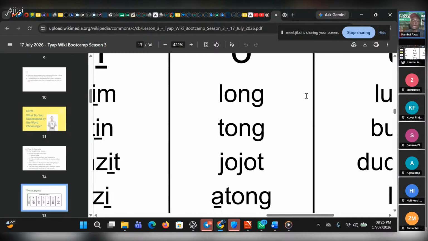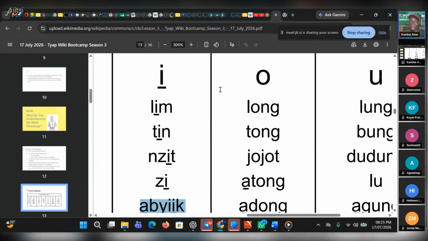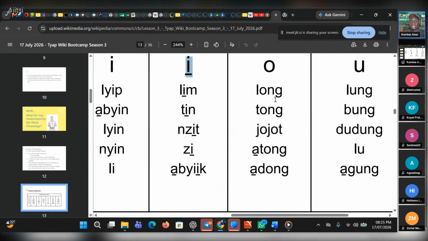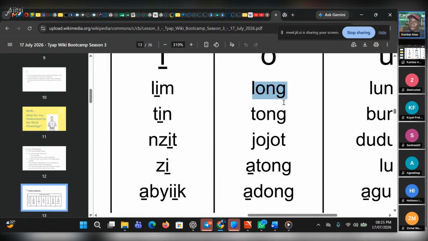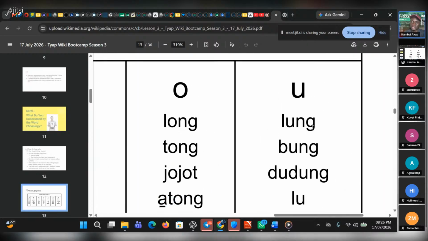And then we have o, rather o. Because we have the short one and then we have the long one. So we have a, we have e, and now we have o. This is long, fire or light, and then we have tongue, which is honey, and then we have jojot. Jojot is like watery, and then we have a tongue, which is dustbin, and then we have a dung, which is the water pot we used to put water to cool it down, which is our native refrigerator.